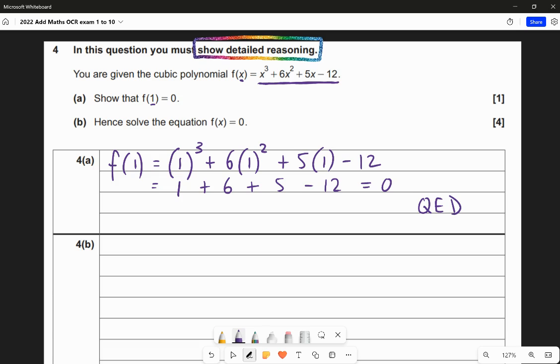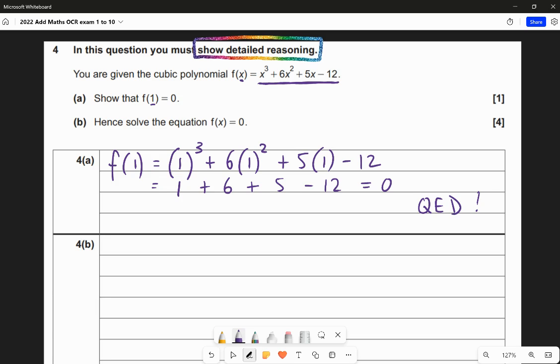QED. You don't have to write QED, I just like writing it. It's a Latin phrase, quod erat demonstrandum, which basically means this is what I wanted to find, which is what was wanted to be shown. So in a "show that" question, I like writing QED at the end. It means I've reached the point at which I have shown the thing that wanted to be shown.